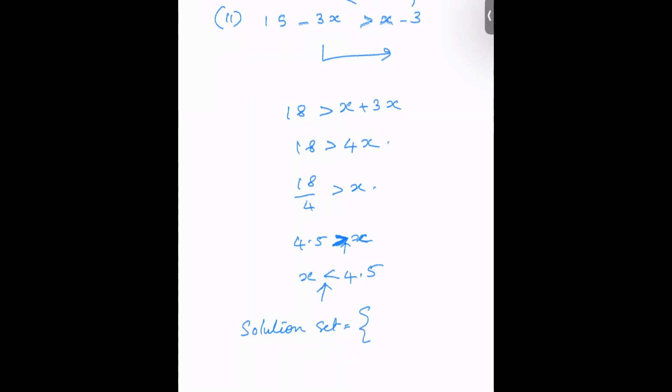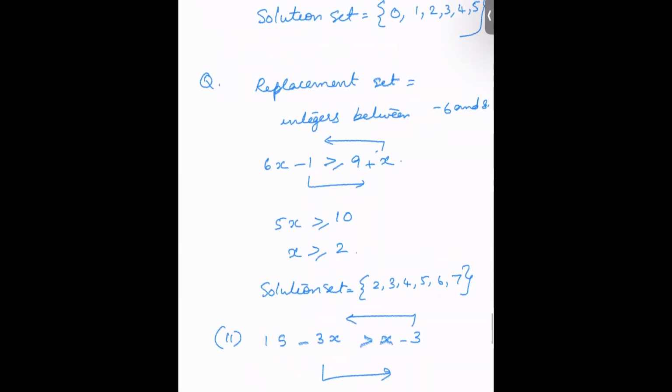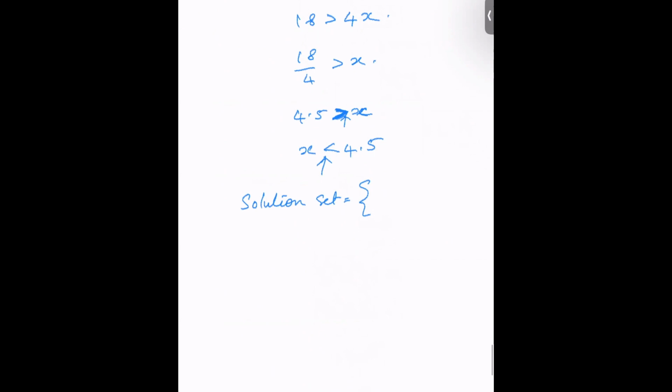What is the replacement set here? Integers between -6 and 8. So here the numbers are not any numbers, they are integers between -6 and 8. And your solution set should have the maximum value x can take as 4, because 4 is the integer, right? So the maximum value that x can take is 4.